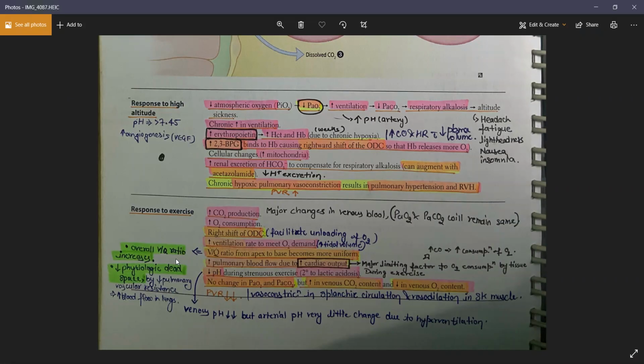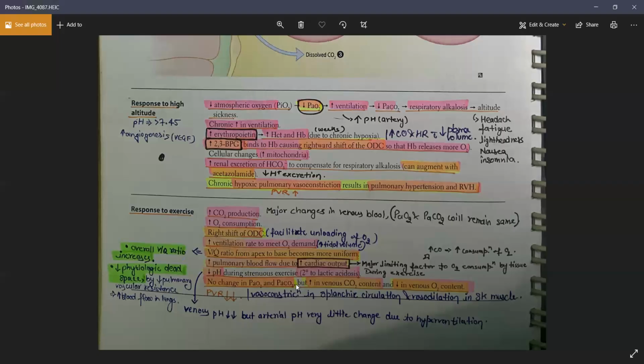Or individually, in the apex, VQ will be decreasing and in the base, VQ will be increasing. Because a normal VQ of your base is 0.6 and in the apex it is 3. So ultimately at the apex, VQ is decreasing and in the base, VQ is increasing, approaching 1 throughout your lung. So ultimately VQ will be approaching 1. That means overall VQ will be increasing.